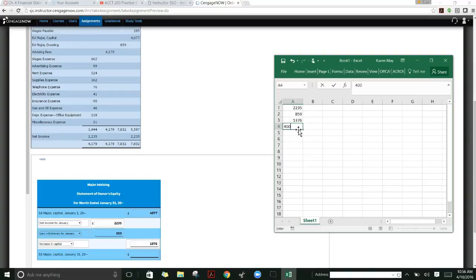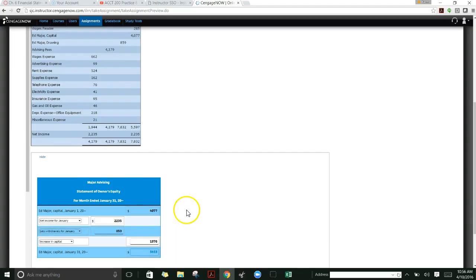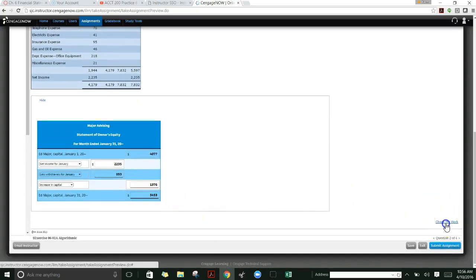And I want to add $4,077 to that, so equals this plus the $4,077. The increase plus the $4,077 is $5,453. Excuse me. And then check it.